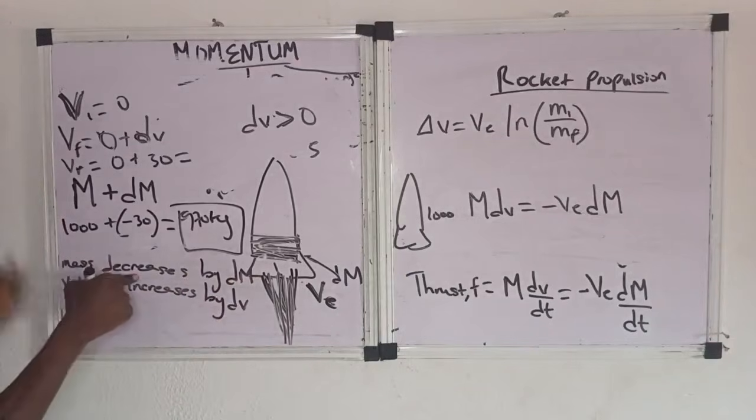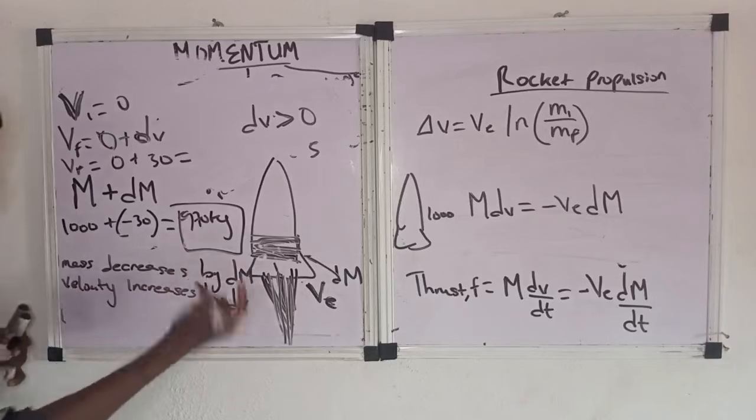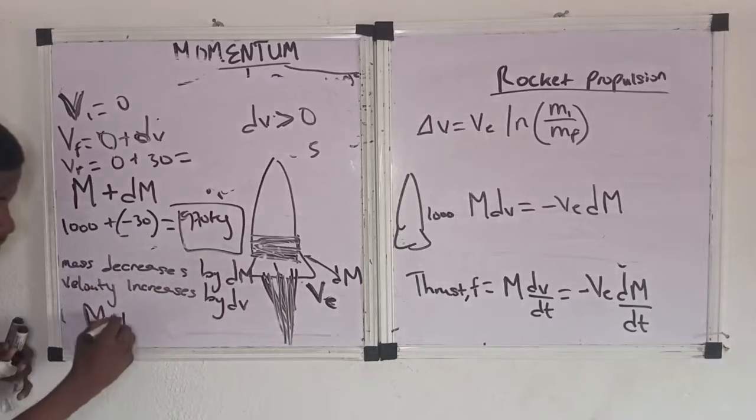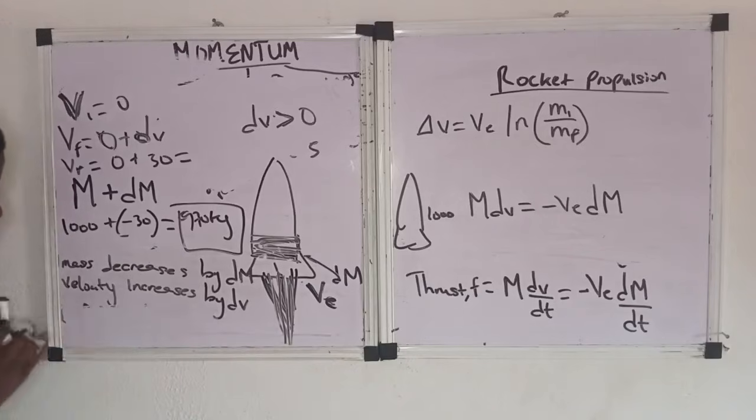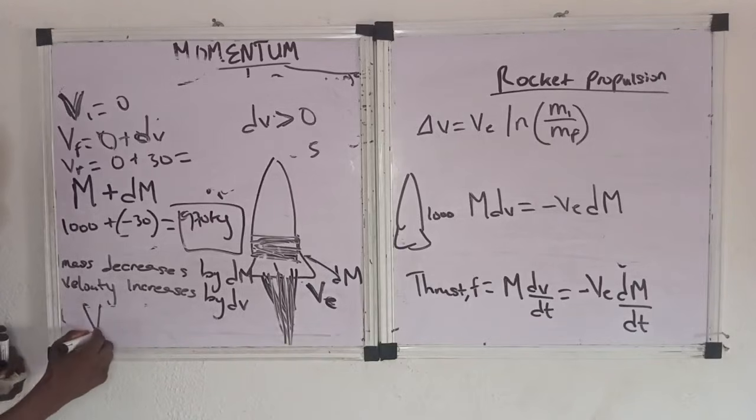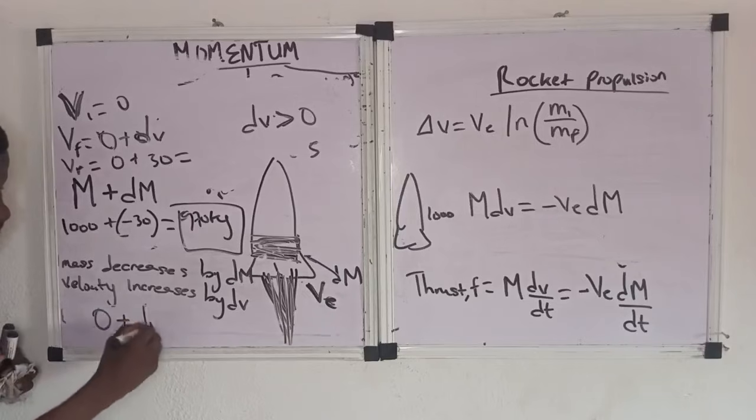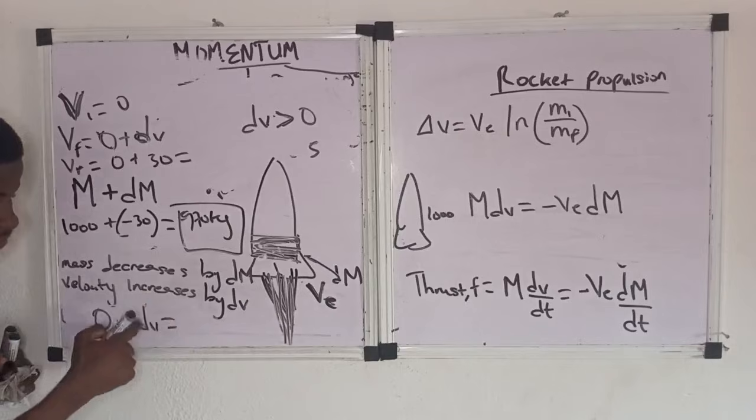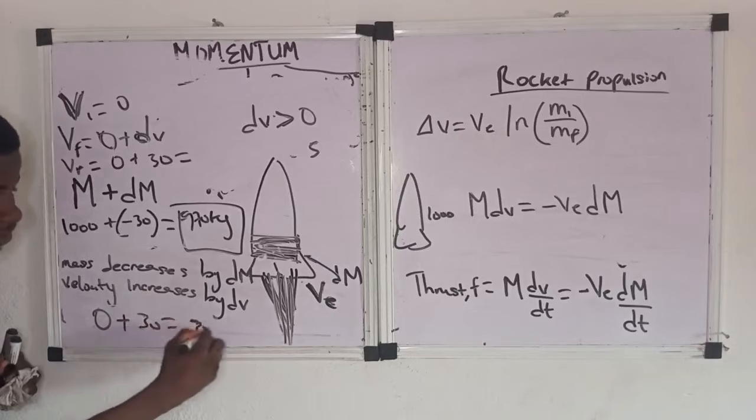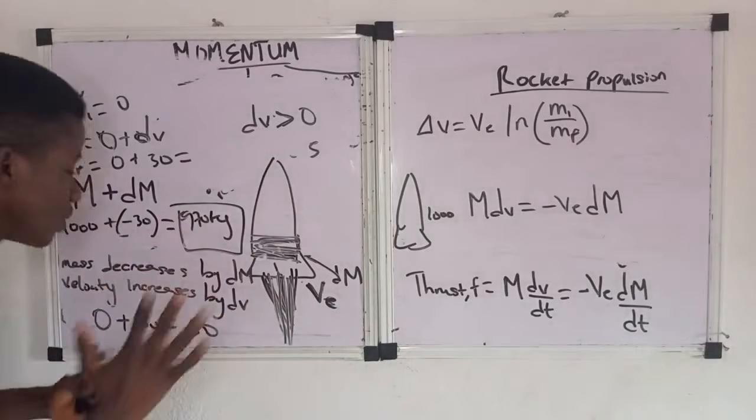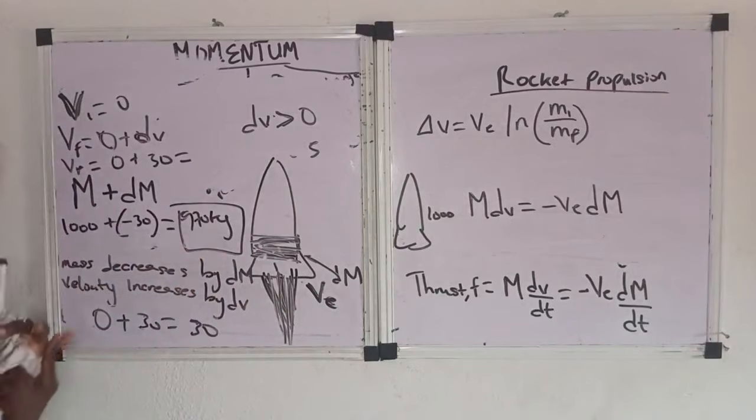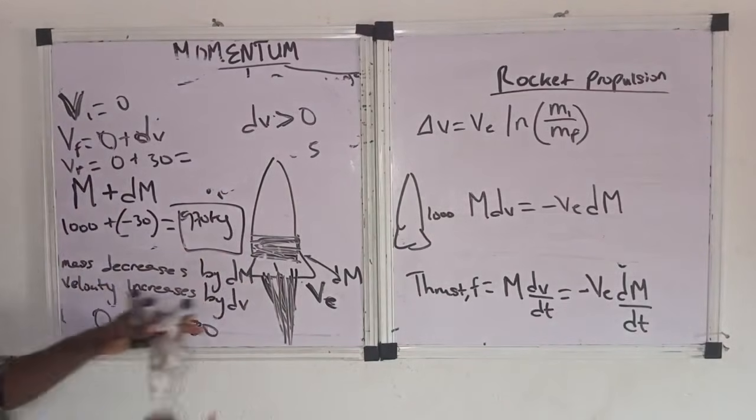The mass of the rocket decreases by dm, right? So this is the mass of the rocket initially, then decreased by dm, which is a negative value. Yes, so that is just it. Now what about the velocity? Initially, the velocity of the rocket is zero, right? The velocity increases by dv. Let's say dv is 30, for example. So the velocity of the rocket, as you keep on burning the fuel, will be 30. So that is the thing you need to take note of: the mass of the rocket decreases by dm, and the velocity increases by dv, right?